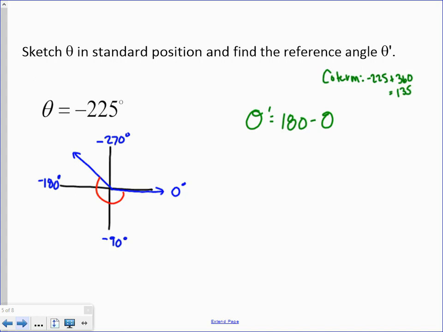Again, if you're familiar with the unit circle, you might already know that the coterminal angle is going to be the 135, because that's the angle that you actually graphed over here, right? So 180 minus 135, and our reference angle is 45 degrees.